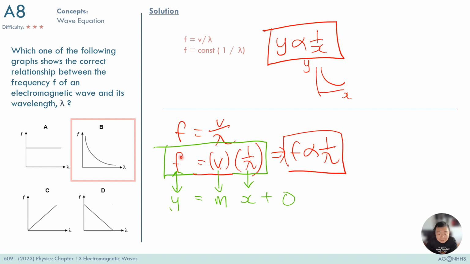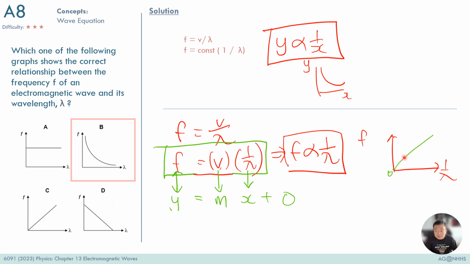All right, so if this is the vertical axis, y-axis, and we are plotting, instead of wavelength, 1 over wavelength as the x-axis on the horizontal axis, then this is the gradient of the graph, and you can notice that this becomes the equation of a straight line, and that is why this is another variant of the graph that represents the wave equation. If we plot frequency against 1 over wavelength, we will get a straight line that passes through the origin.